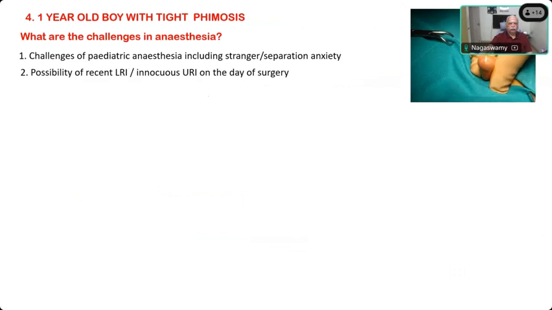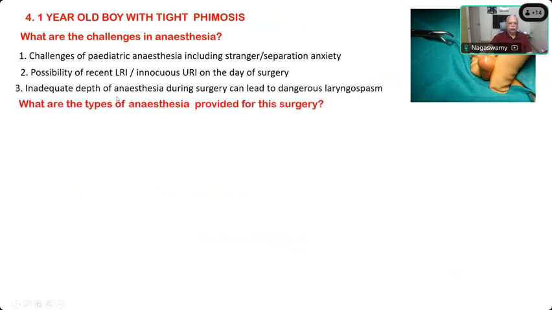Okay, so this is the very common question they will ask you. And the third thing is inadequate anesthesia can produce dangerous laryngospasm. So that is another challenge, as I told you, in this particular surgery. So what are the types of anesthesia provided for this surgery? General anesthesia with caudal block, sir. Dorsal penile block.